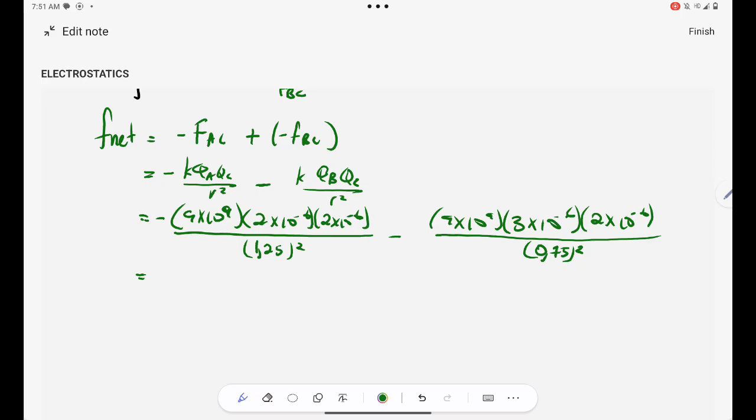That's negative 9 times 10 to the power 9, 2 times 10 to the power negative 6, and another 2 times 10 to the power negative 6, all over 1.25 squared minus, I have 9 times 10 to the power 9, 3 times 10 to the power negative 6, and 2 times 10 to the power negative 6, all over 0.75 squared.